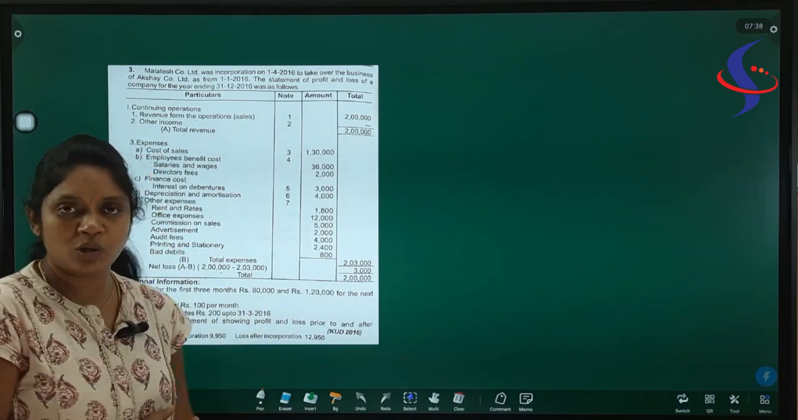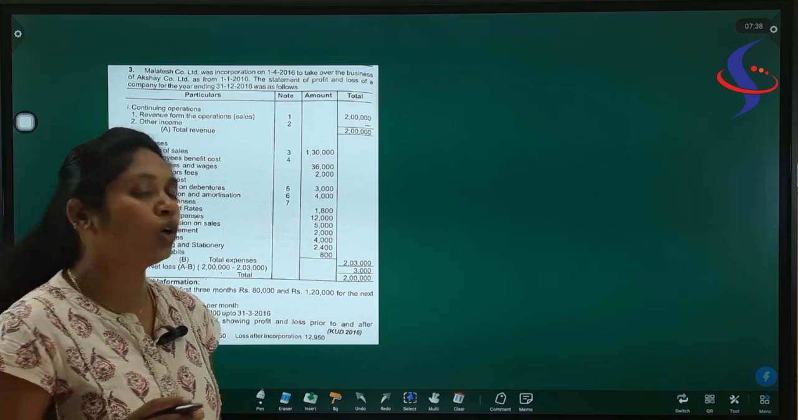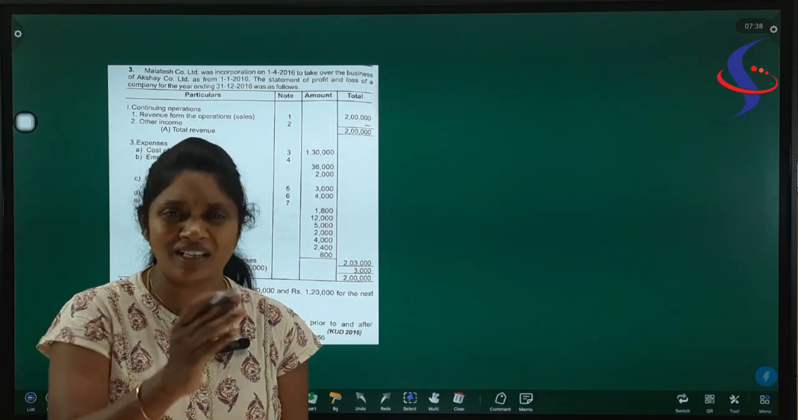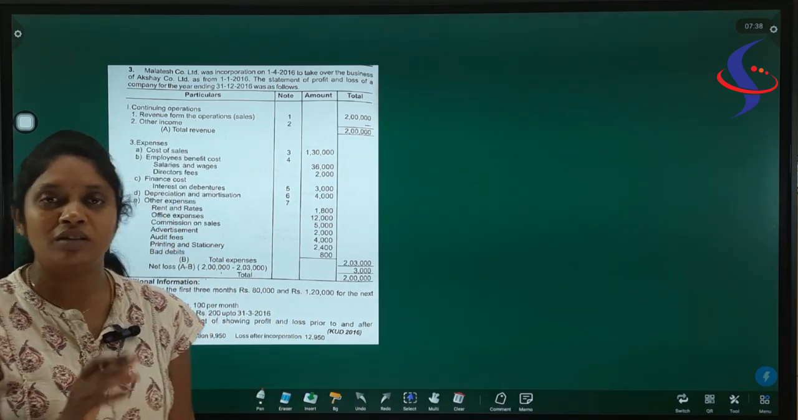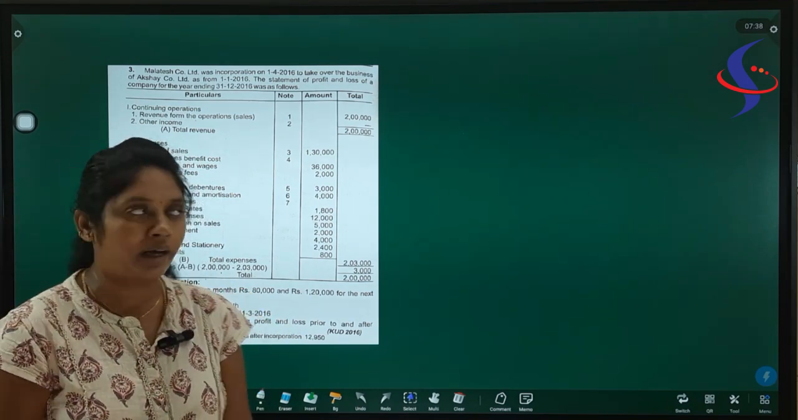So this is a 10 marks question which will come for your examination. Here in this question we are going to prepare a statement of profit and loss account. Once again, this is a 10 marks question from profit prior to incorporation. This is a compulsory question. If you learn this, the 10 marks will be in your pocket.